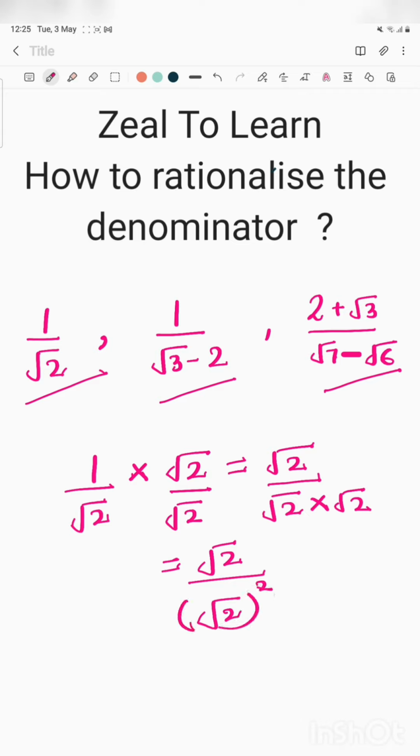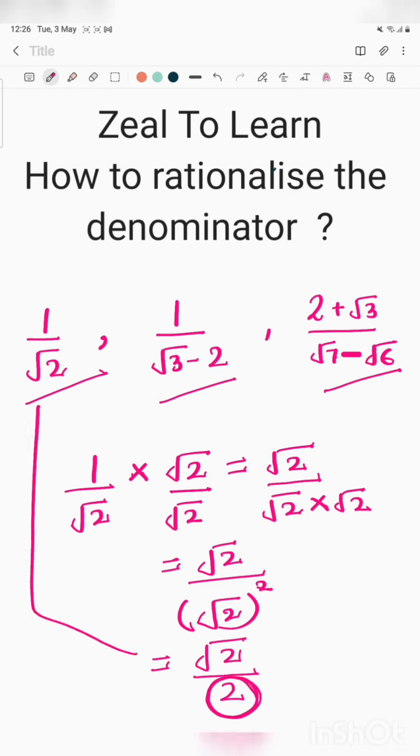Now root 2 whole square means again it is equal to 2, isn't it? This root and square will cancel each other and we'll be left with only 2. That means we have rationalized the denominator. We have written the same number 1 upon root 2 in a different form which has 2 as the denominator. That means the denominator is a rational number. Now this is how we rationalize the denominator. In this case, root 2 is known as the rationalizing factor for root 2. I hope it is clear to all of you.